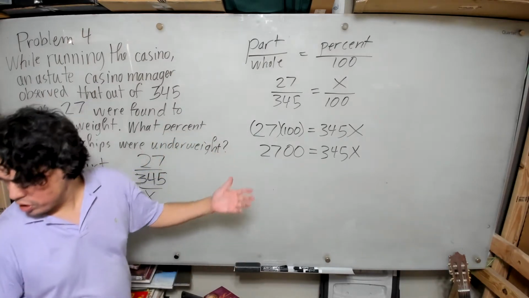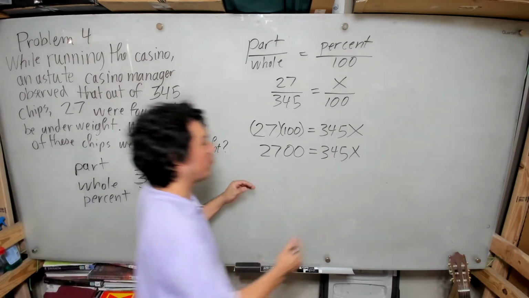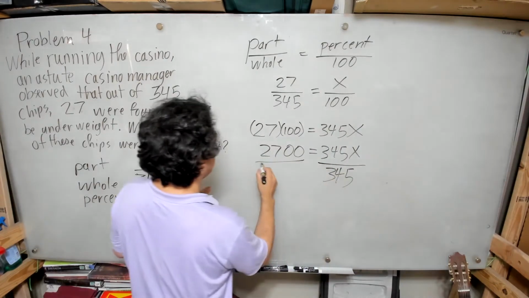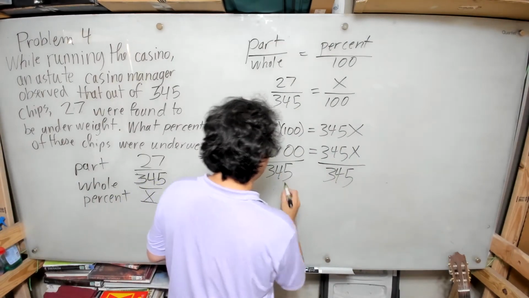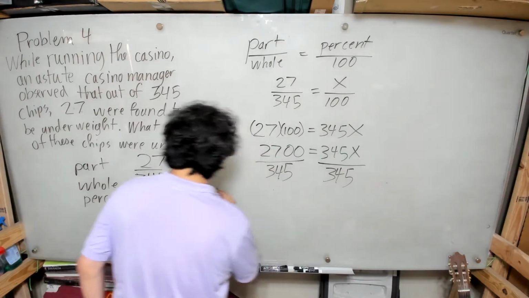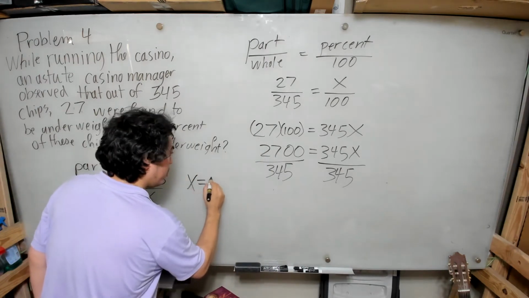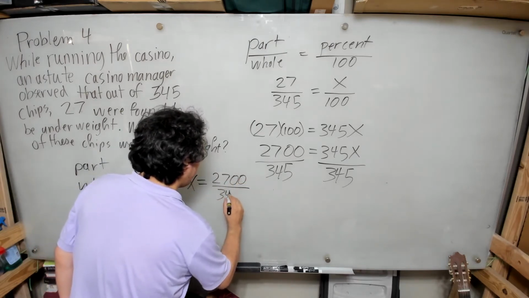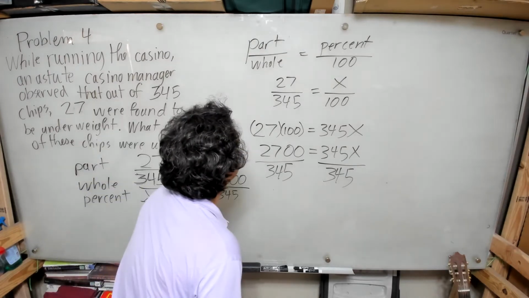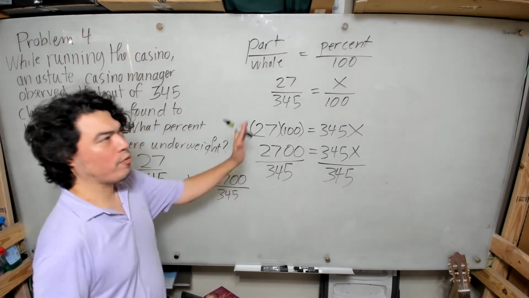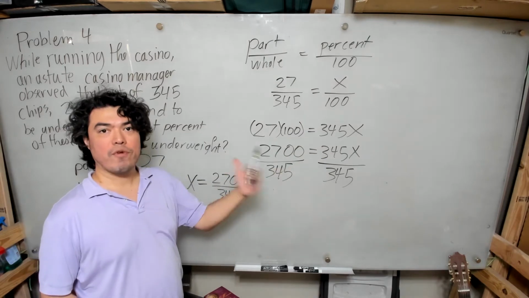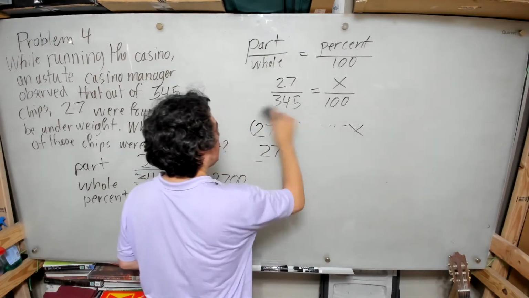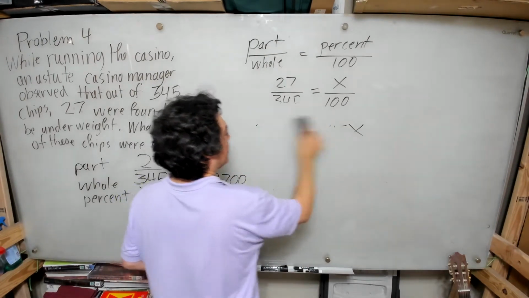So now, in order to finish this problem, we're going to have to perform this division. We're going to have to divide both sides by 345. So that's going to be x equals 2700 divided by 345. Now I'm going to perform this division here. I'm going to get to the fraction, and then I'm going to get to the decimal expansion so that you guys can see that, and so you can get a feel for doing these kinds of divisions.